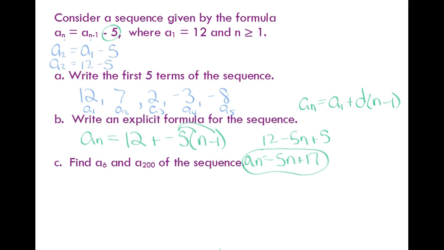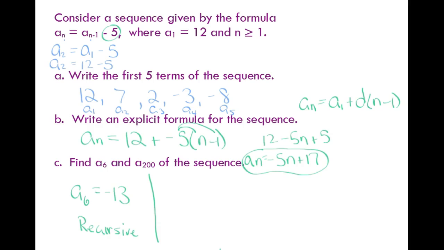Okay, so in part C it says find a of 6 and a of 200 of the sequence. Well, the recursive sequence is going to help us with a of 6 a little better because we left off on a of 5. To get a of 6, all I have to do is go one more, minus 5. So negative 8 minus 5 equals negative 13. And I used the recursive formula to get that. I could have used the explicit formula if I wanted to, but I would have had to plug in 6, do a bunch of math, and it would have taken me a little bit longer. All I have to do is subtract 5 from negative 8.